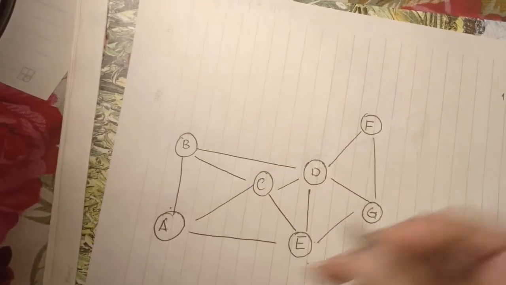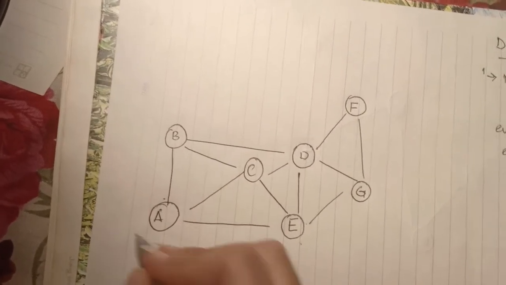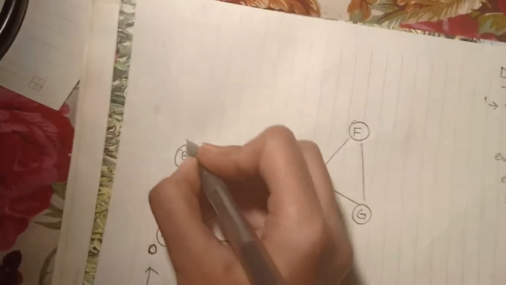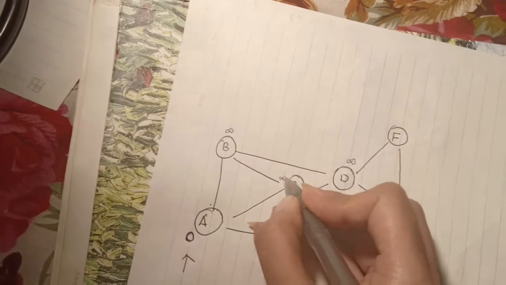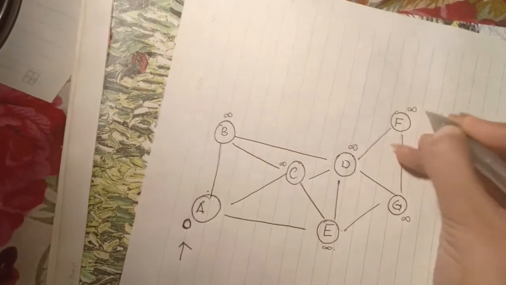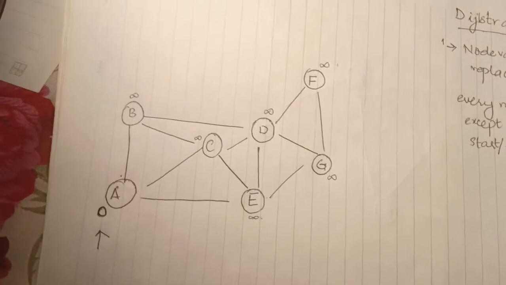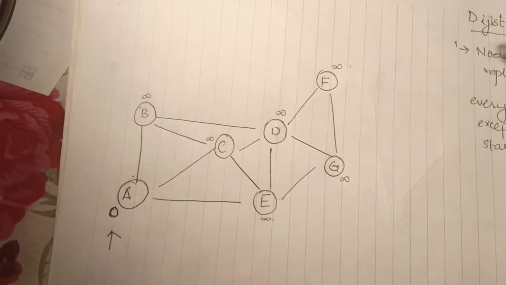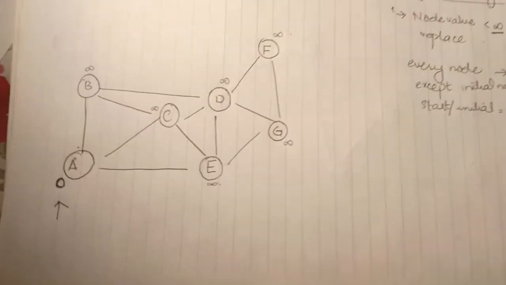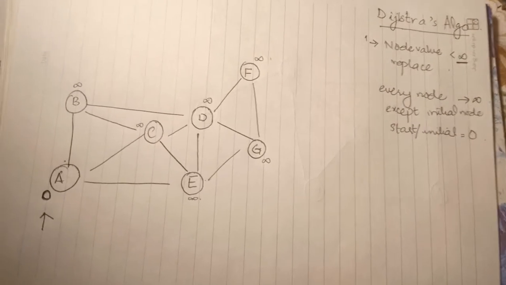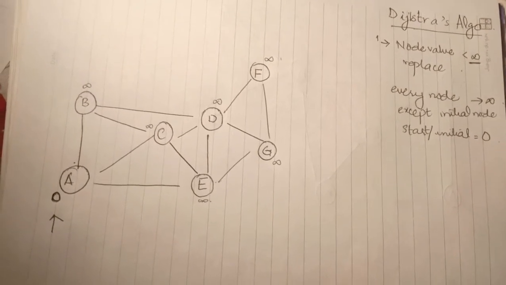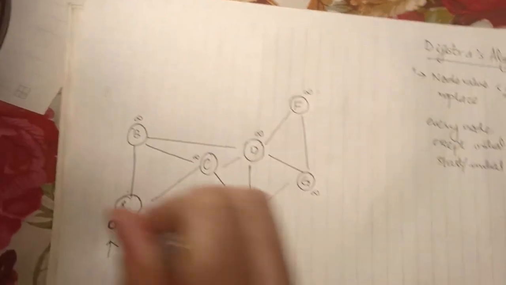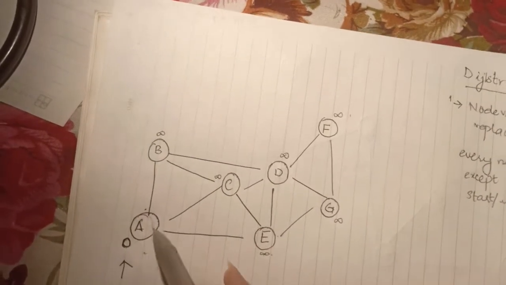So here you see, okay, this is our starting point. So for the starting point, the weight of the starting point is 0, and the others have infinity. So you see the basic rule that if our node value is less than infinity, we can replace that node value with our new, current value. Else we'll leave it as it is. We'll ignore if it is greater. And every node has infinity value, and our starting position has 0 value, because you see the distance between A to A is 0.